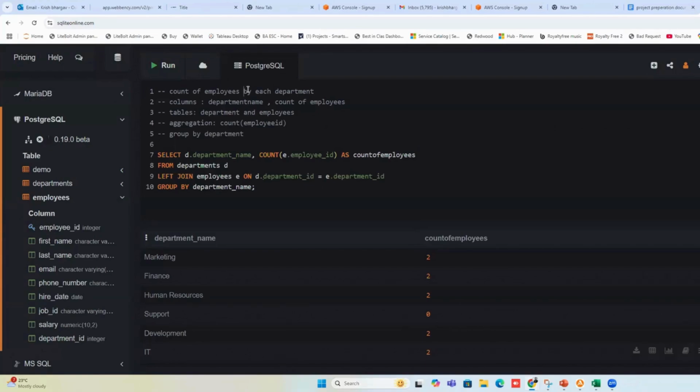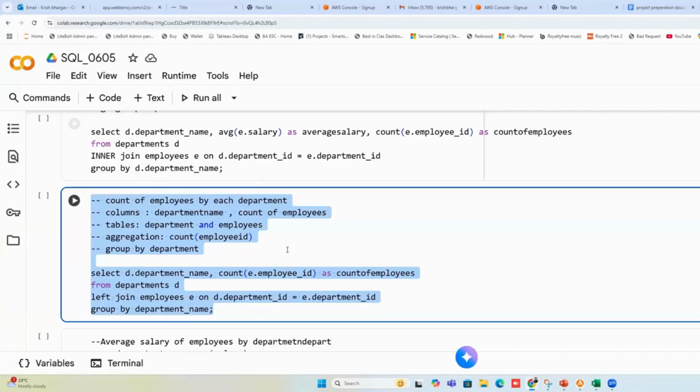So the minute I saw by each department, I'm grouping by department. And I showed you how group by works. It will group all together and show the answer by each. So marketing 2, finance 2, human resource 2, support 0, development 2, IT 2. Got it? Yes, sir.